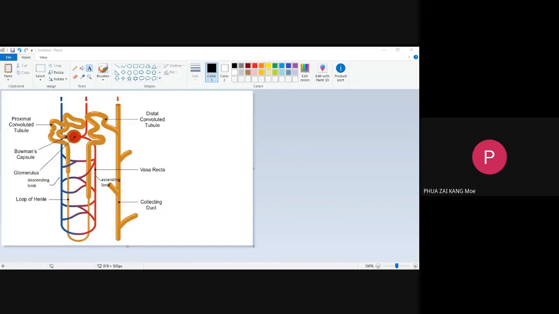Aldosterone will decrease. If there is more ADH, more water will be reabsorbed. Aldosterone decreases, so less salt will be reabsorbed. That is my presentation until now.